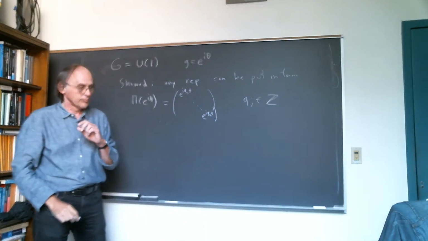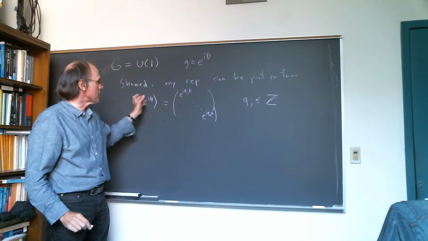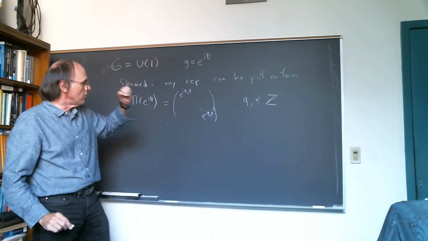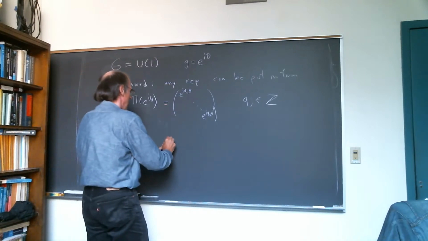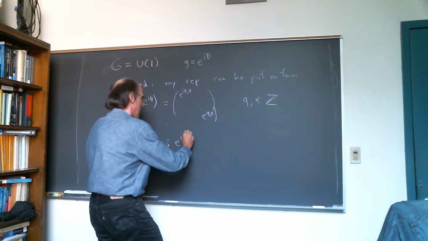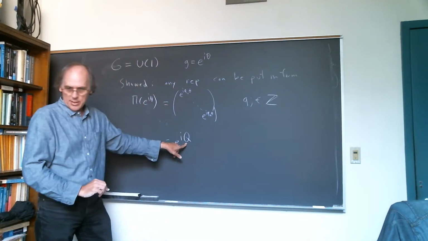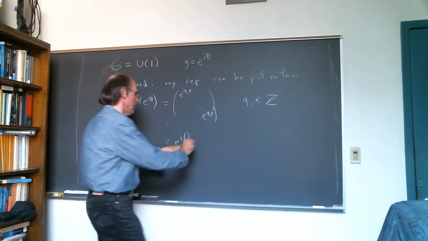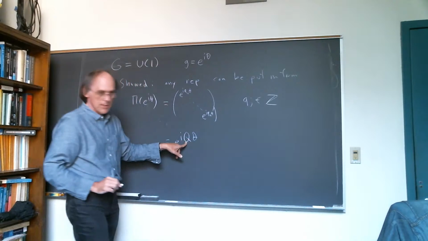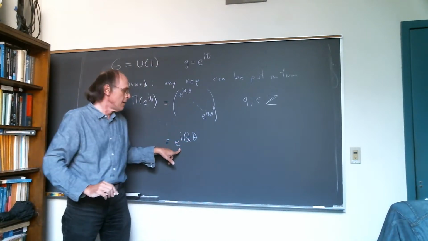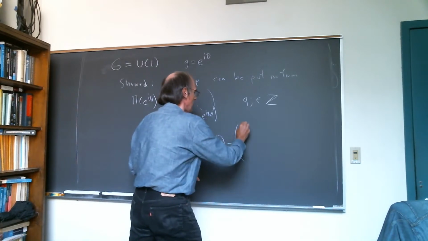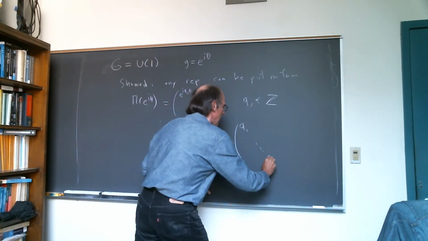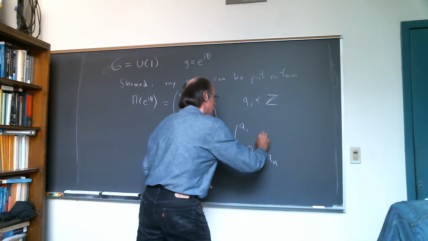Okay. One thing to notice about this is that you can rewrite this in the form e to the I times some q, where this is a matrix exponential, and where q is the matrix with q1 down to qn on the diagonal, and everything else is 0.